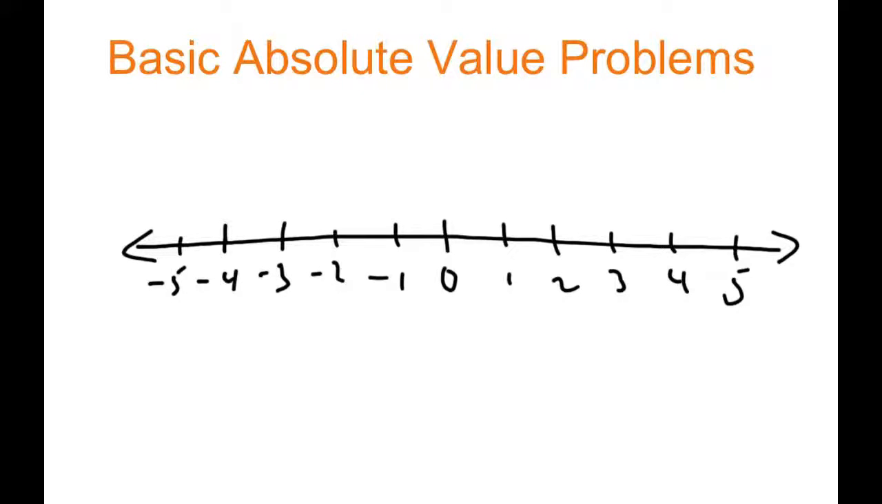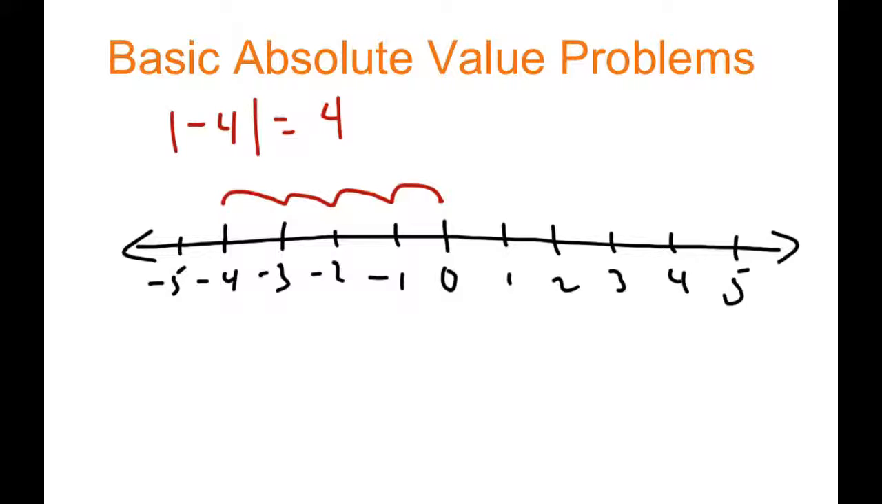So if we look at some basic absolute value problems, let's say, what is the absolute value of -4? We're trying to find out how far from zero is -4. So I start here at 0. 1, 2, 3, 4 to the left. So the answer is +4 because distances are always given in positive. So the absolute value of -4 is +4. That's how far it is away from 0 on a number line.